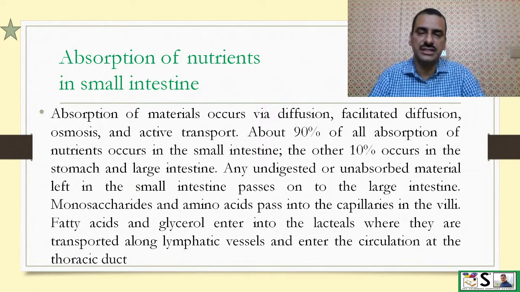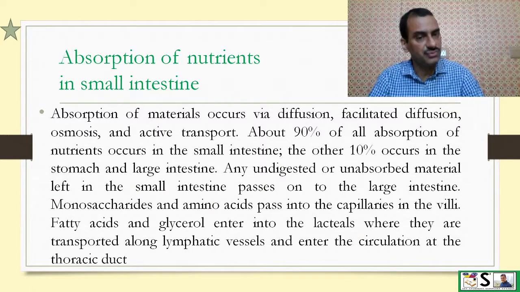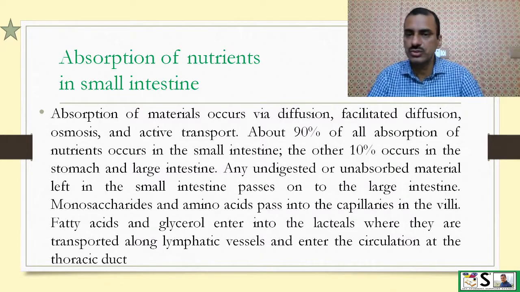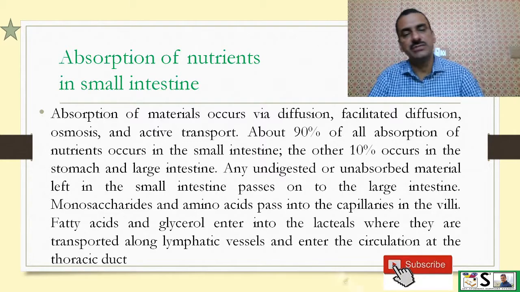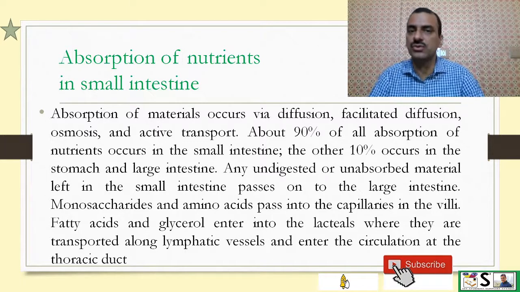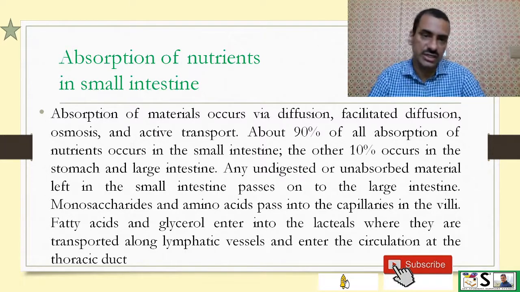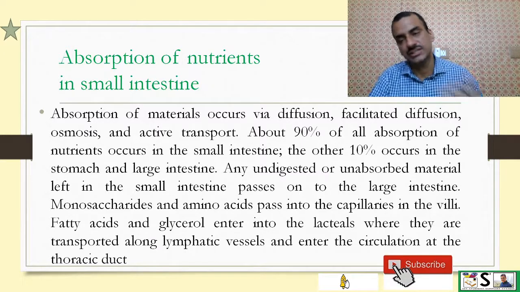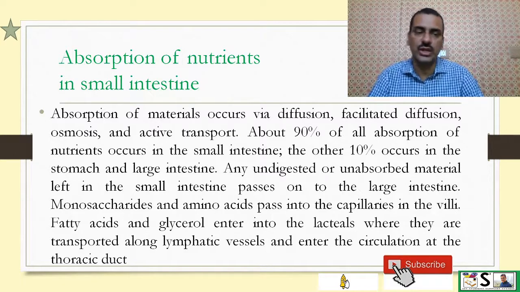Absorption of material occurs via diffusion, facilitated diffusion, osmosis and active transport. About 90% of all absorption of nutrients occurs in the small intestine. The other 10% is in the stomach and in the large intestine. Any undigested or unabsorbed material left in the small intestine passes into the large intestine.